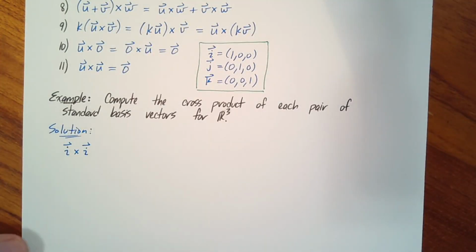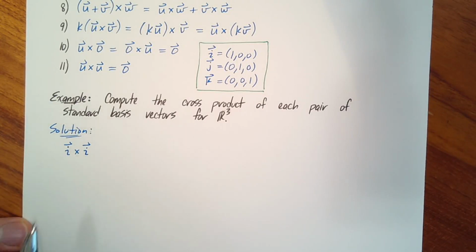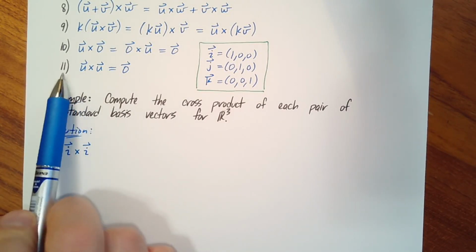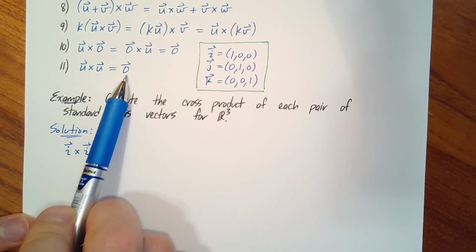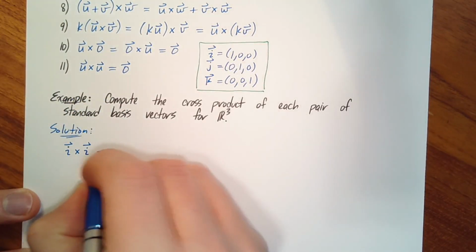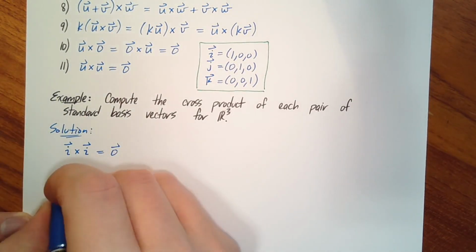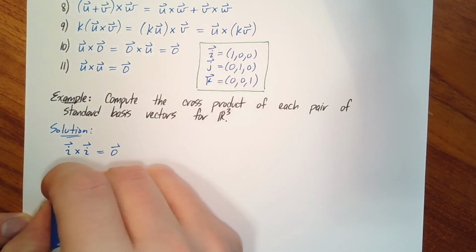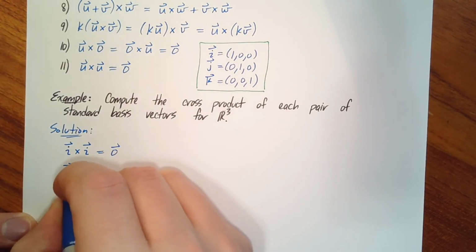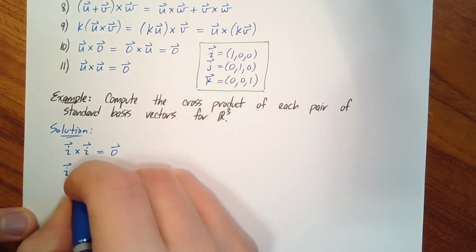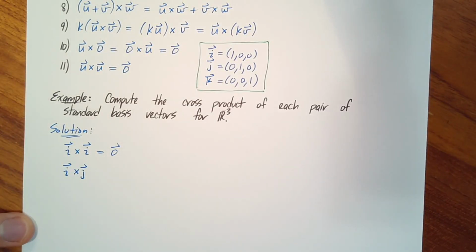Okay, so let's compute the cross product of I with itself. Well, that one we actually don't need to compute, because property 11 says the cross product of any vector with itself gives us the 0 vector. So this one we get for free. That's just going to be the 0 vector. Okay, well, let's do another possibility. There's actually going to be 9 in total, because there are 2 factors and they each have 3 possibilities. So 3 times 3 is 9. So the next one we're going to look at is I cross J.